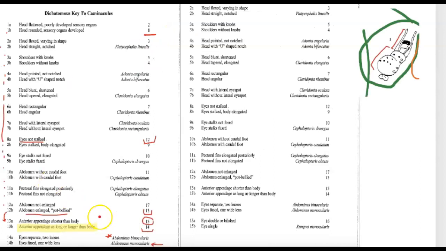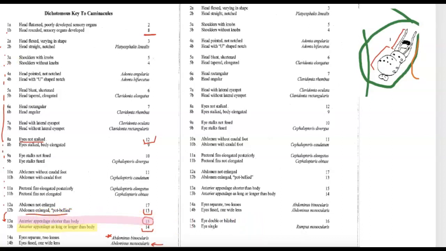You still have a handful of caminacules that have an anterior appendage that is shorter than the body. Take all of those caminacules to step 15. So they're going to jump over here to step 15. Take a look at the eyes. What do the eyes look like? That's going to move you to genus rumpus. So what caused you to go to genus rumpus? Anterior appendage shorter than the body.